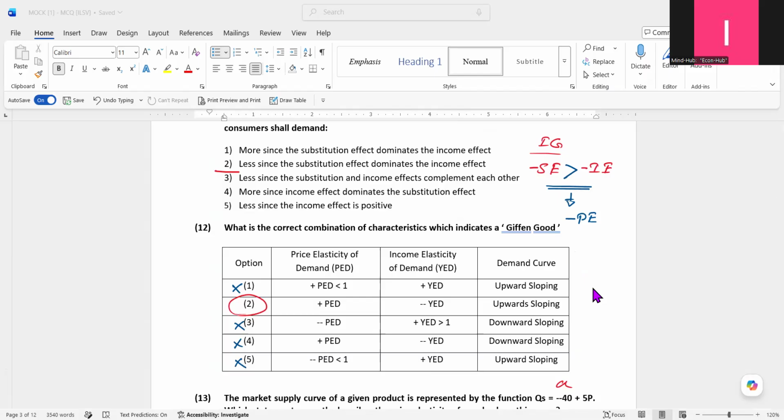And that's why a special type of inferior goods called Giffen goods are against the law of demand, because the income effect dominates the substitution effect. Here the correct answer is number 2.